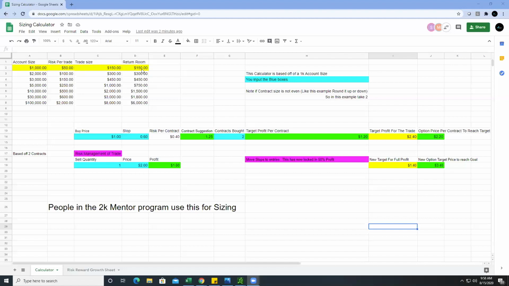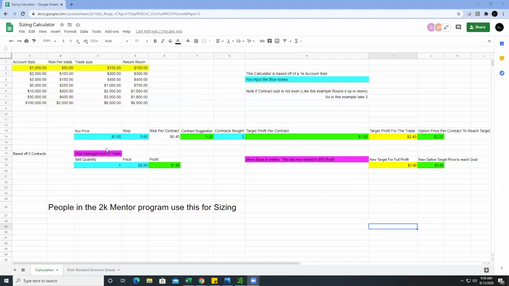Our return that we're looking for is $150. 3-to-1 risk reward is what we use. So 3 times 50 is 150. So how do our traders figure out, as I'm giving alerts, how much size to take based off their account? This calculator right here is set up off of a $1,000 account. All my traders know how to change it, or I change it for them based off of their actual account size.